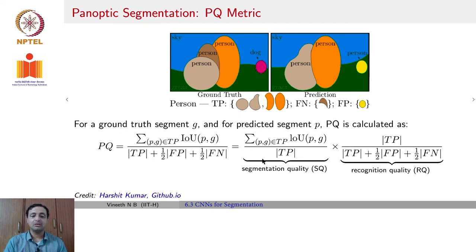So the first term here gives the segmentation quality. Among the true positives, what was the IOU for all of your segments? And the second part gives the recognition quality, as to among all of your possible segments, how many of them did we get as true positive. So you have a part of it that checks for segmentation quality and a part of it that checks for recognition quality, and that is why this metric becomes useful for panoptic segmentation.